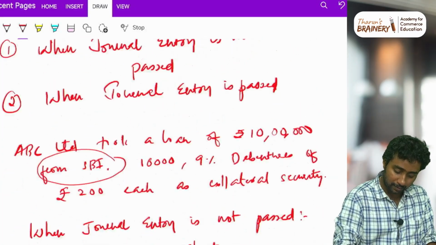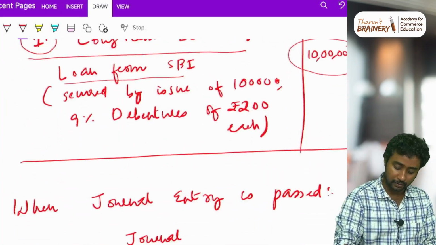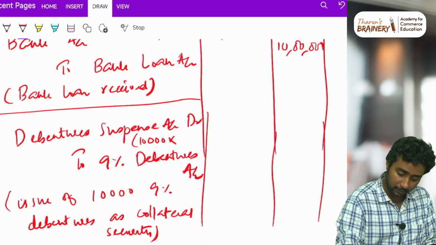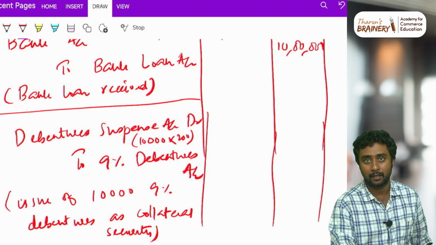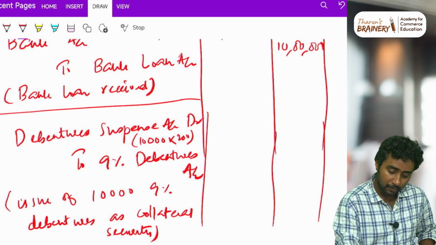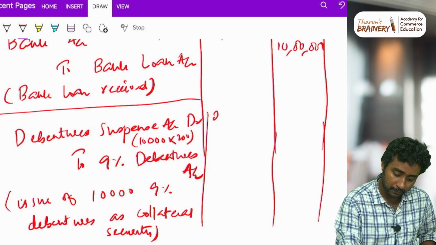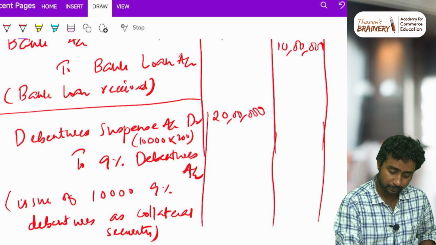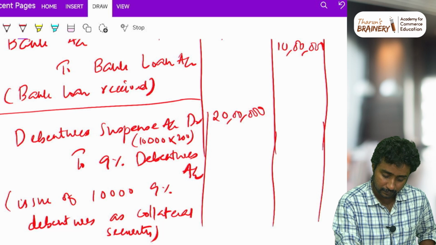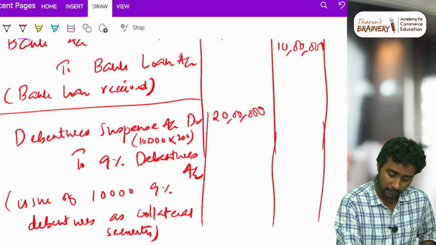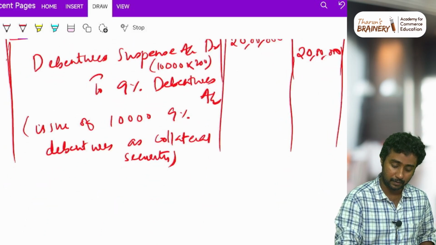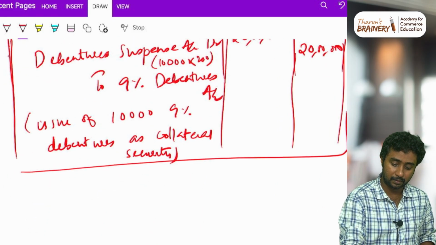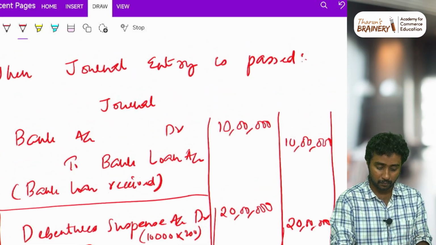200 each. So obviously 10,000 into 200, this is just an assumed amount just to make you understand. So 200 into 10,000, how much will come? 20 lakhs. Here also 20 lakhs will be mentioned, and we will close this journal. This is what we are going to do first.